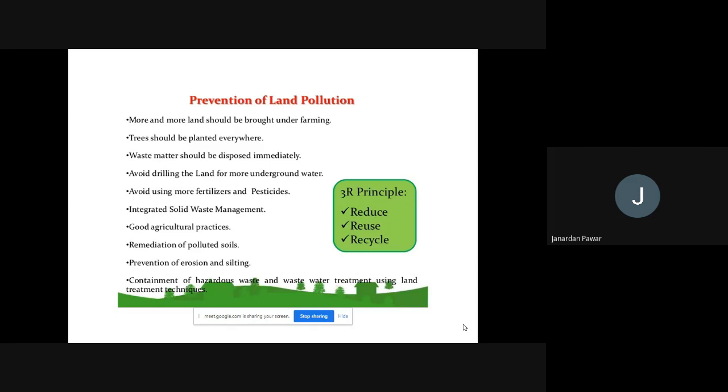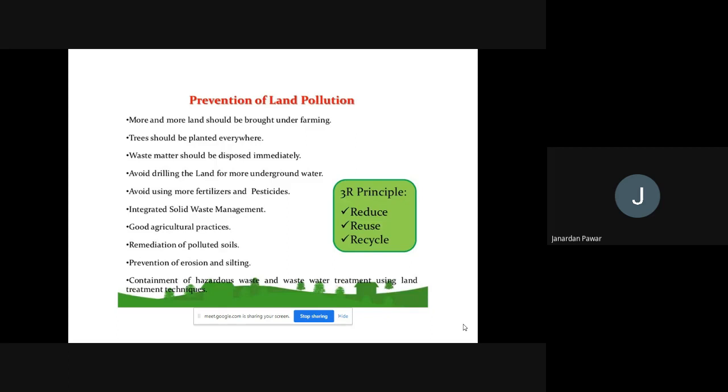Okay, so trees should be planted everywhere, wherever there is a chance to plant a tree. And waste matter should be disposed of immediately. Whatever waste we get, whether it is solid waste or liquid waste, should be disposed of in a proper way. When we dispose of it, take care that it does not affect the land or cause any other type of pollution.